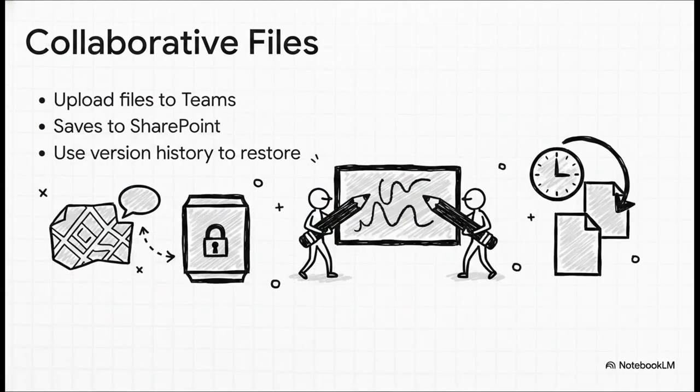Now, what about files? Instead of trapping a vital tactical map in a private chat where it's just going to get lost forever, upload it directly into a Teams channel. Teams automatically files it away into the back-end SharePoint library. This means you and Kathy can actually co-author a liability waiver at the exact same time. And if someone accidentally deletes a crucial paragraph, no big deal. You can use version history right inside Teams to literally reverse time and prevent a total data paradox.